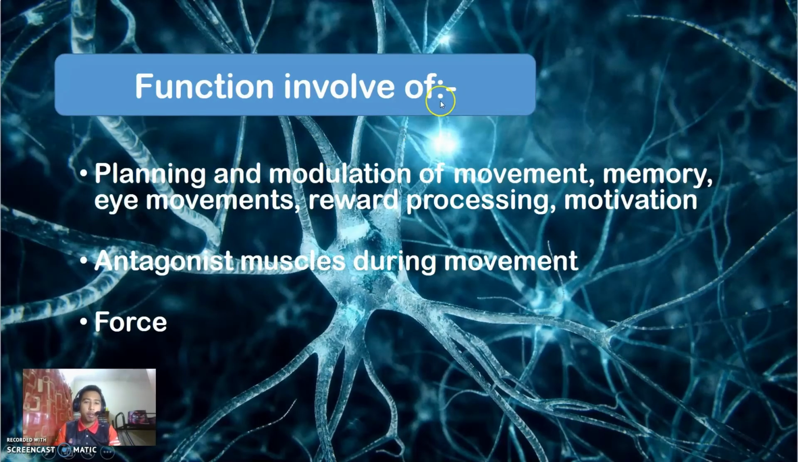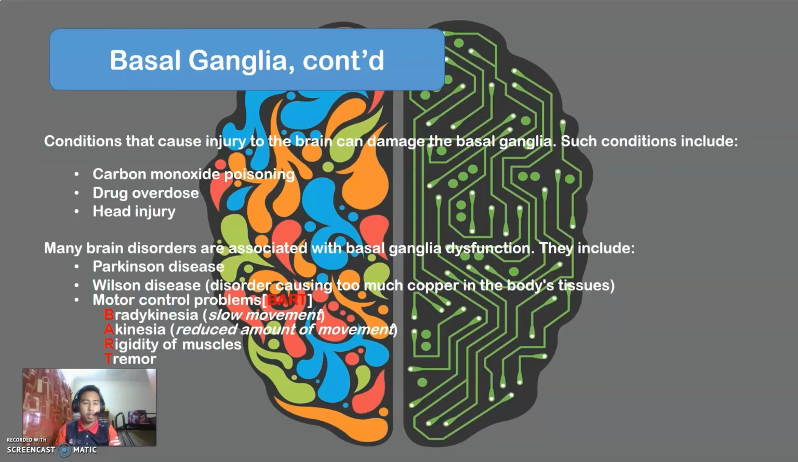Functions of the basal ganglia involve planning and modulation of movement, memory, eye movement, reward processing and motivation, and antagonist muscle control during movement, and force. Okay, this is about the dysfunction of the basal ganglia. Conditions that cause injury to the brain can damage the basal ganglia. Such conditions include carbon monoxide poisoning, drug overdose, and head injury.